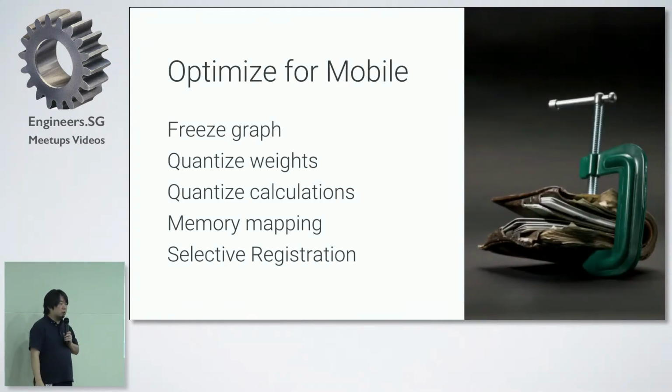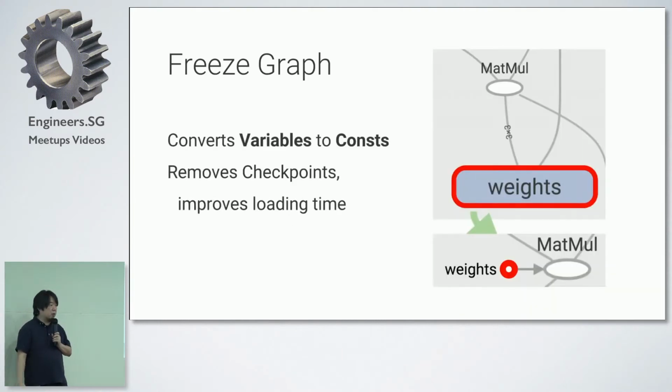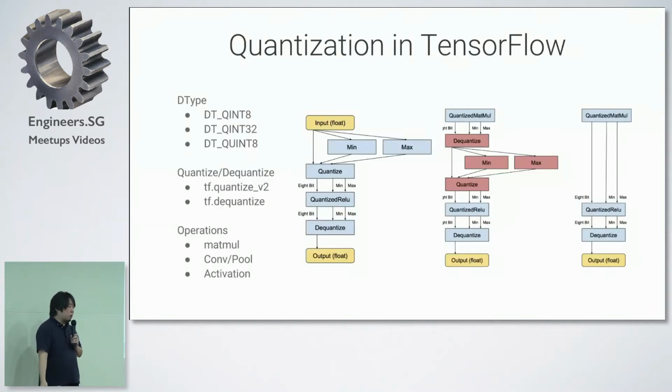So you want to do optimization for mobile applications, like freezing the graph, quantization, memory mapping, and selective registration. Freeze graph means you're converting all the variables for parameters into constants. Because you don't do any training on the mobile phones, you only want to have those parameters as constants instead of variables. So you can convert everything to constants so that you can remove all the checkpoints and improve the running times.